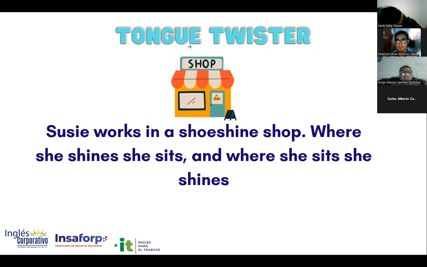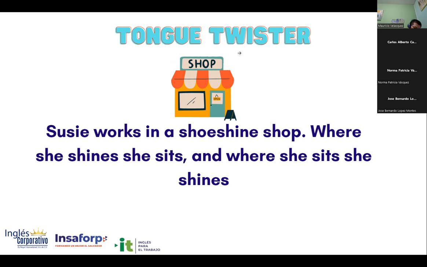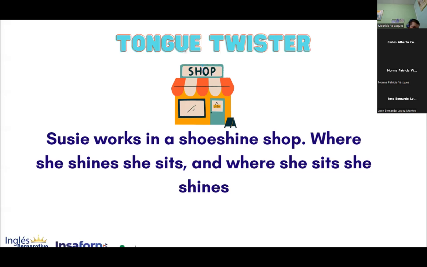Susie works in a shoeshine shop where she shines, she sits, and where she sits, she shines. She shines. Thank you, George. Carlos Alberto? Carlos Alberto, are you there? I'm just logging in, could you repeat? Yes, Susie works in a shoe shine shop where she shines, she sits, and where she sits, she shines.